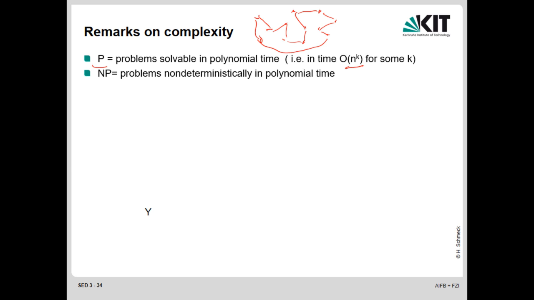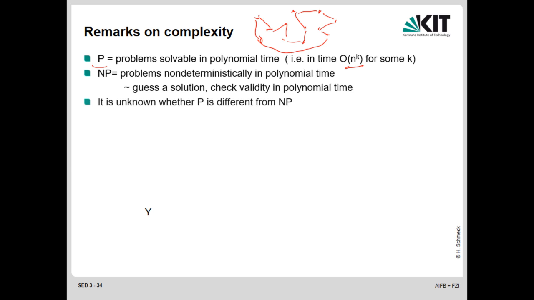If there is a potential way of selecting such a path, such one permutation, and I can determine whether this potential solution is actually the one I selected, if I can evaluate that in polynomial time, that is in NP. So I guess the solution and check validity in polynomial time. And it is unknown whether those two classes are different. For every problem in NP, we can generate an algorithm which will get a solution in exponential time.